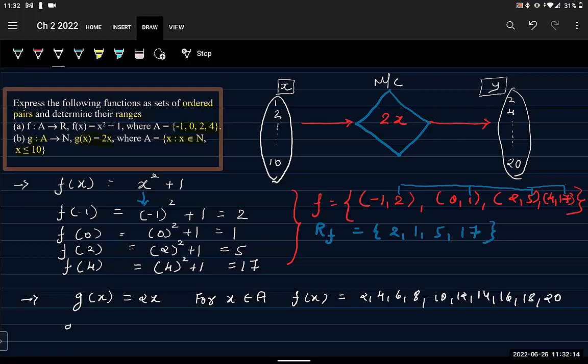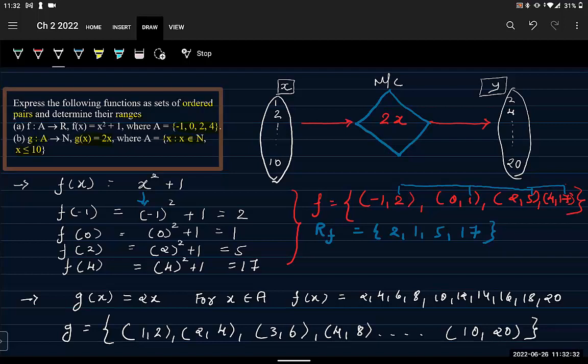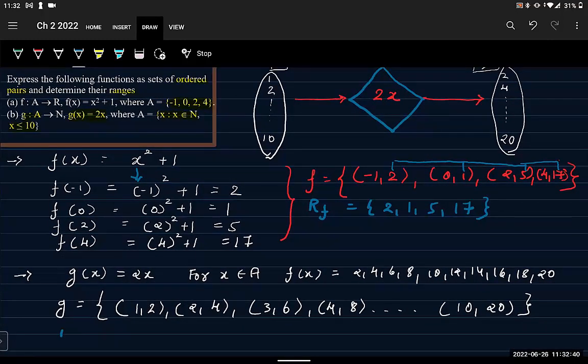So the pairing can be written as g is equals to 1 is paired with 2, 2 is paired with 4, 3 is paired with 6, 4 is paired with 8, and so on up to the last pair would be 10, 20. Obviously, the range would be list of all the second elements. So here also we can say the range of g of x will be equals to 2, 4, 6, 8, 10, 12, 14, 16, 18, and 20.